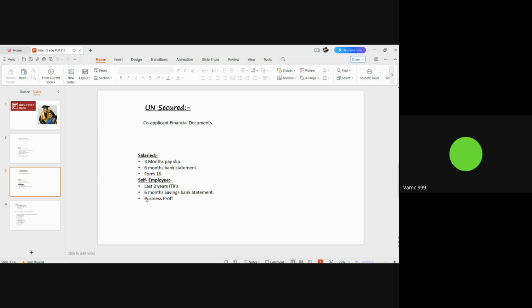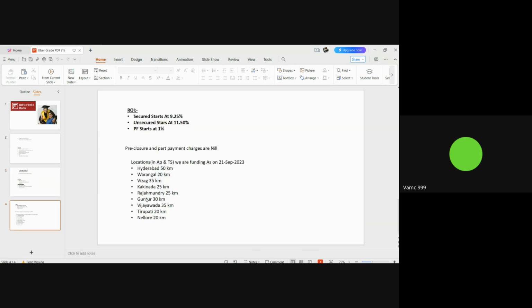Apart from that, there is a question running in everyone's mind right now. What is the ROI? For secured loan, ROI starts at 9.25%. It may differ from country to country, university to university. For unsecured loan, it starts at 11.5%, and the PF starts at 1% for both cases. Whether it is a secured or unsecured loan, it is 1% plus GST on the PF amount.